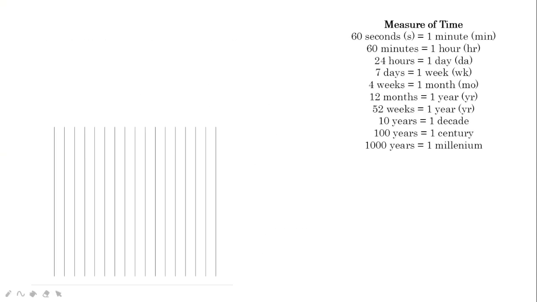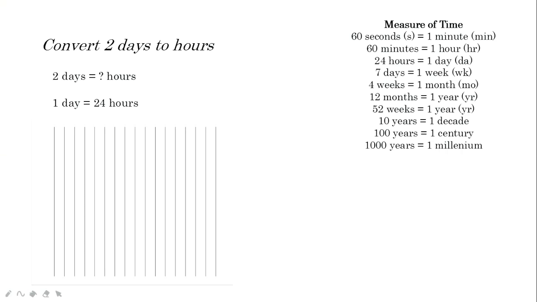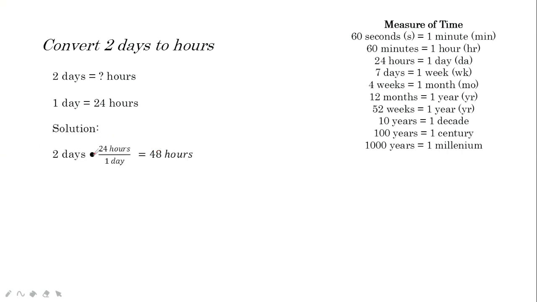Okay, let's have an example. Convert 2 days to hours. Okay, so 1 day is equal to 24 hours. So, of course, 2 days. Then, 1 day is equal to, ayan, ito siya. 1 day is equal to 24 hours. So, cancel. So, 2 times 24, that is 48 hours.